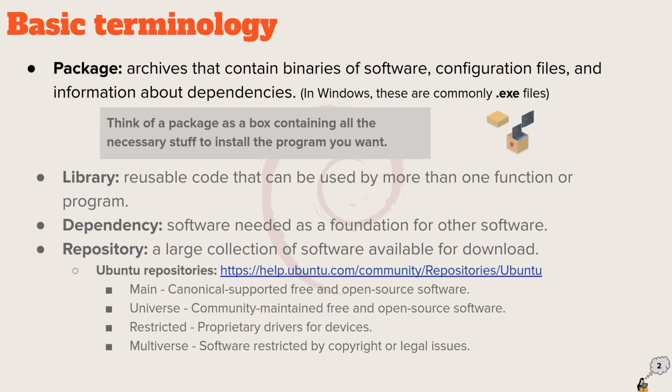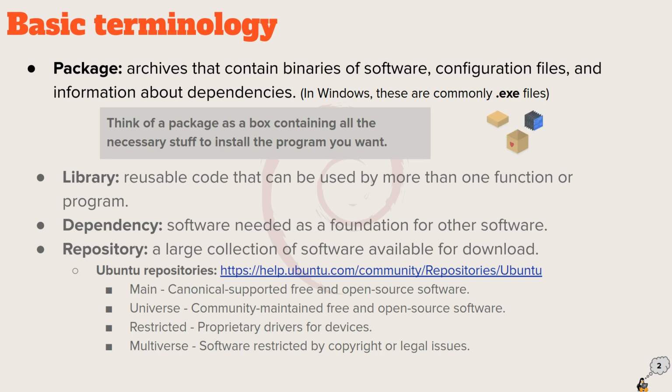So what is a package? A package is an archive that contains binaries of software, configuration files, and information about the dependencies needed for installing a particular software. It is a way of packaging an application, right? In Windows, these are commonly .exe files or what you download from the internet to install your program. As a matter of fact, a .exe file is nothing but a compressed file that contains everything you need. The same concept applies in pretty much every operating system.